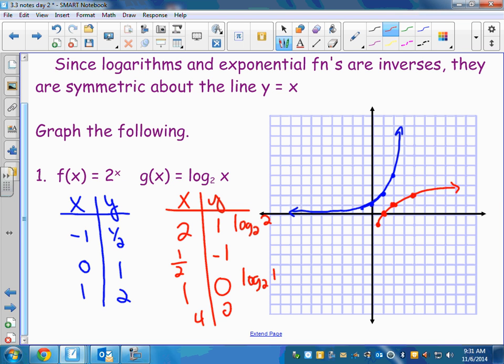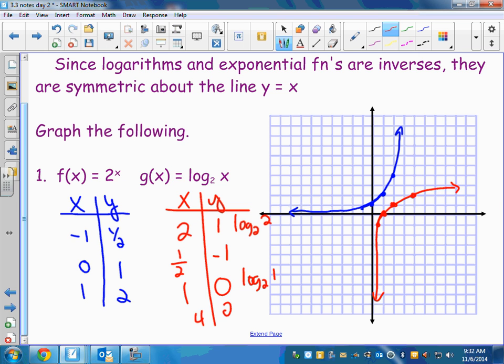Remember we talked about yesterday, you cannot take the log of 0, you cannot take the log of a negative number, because there's no exponent that gives you that. So notice on the graph that this has a vertical asymptote, because you will never get 0 in your x column, you will never get a negative in your x column. So if you know what exponential functions look like, log functions are just the inverse of that, and inverse functions are reflective about that line here. If you want to think about it that way, you can.